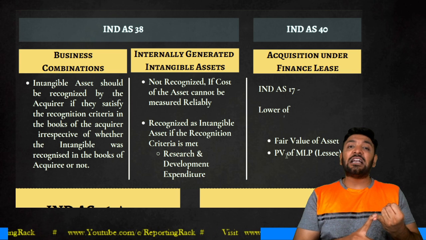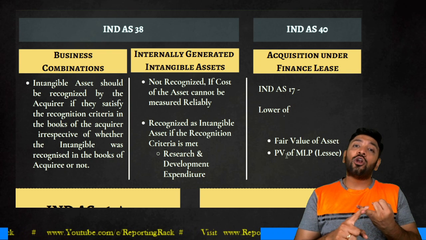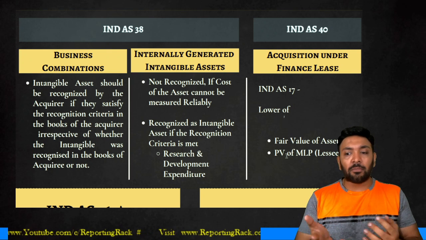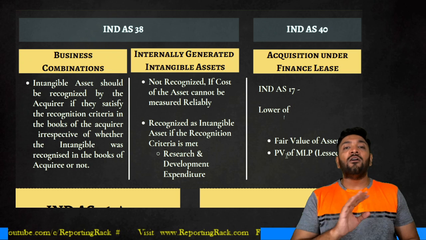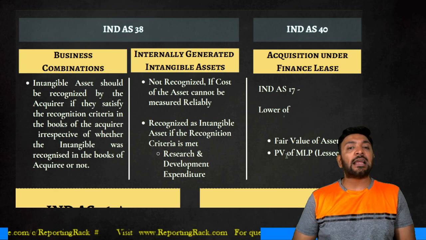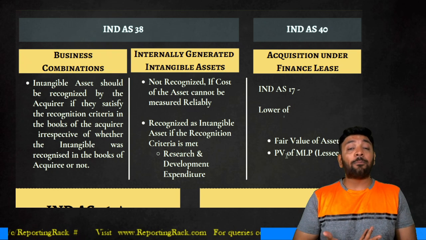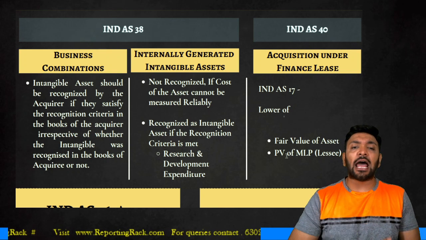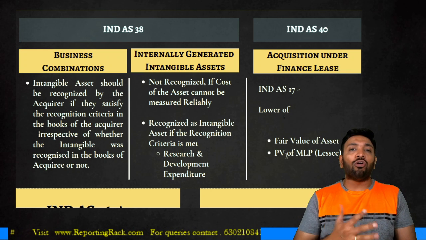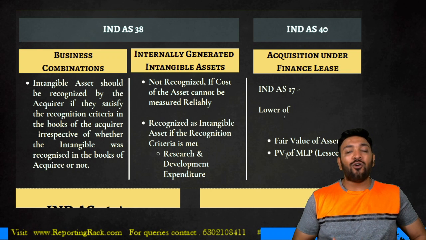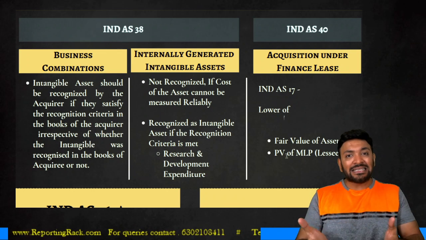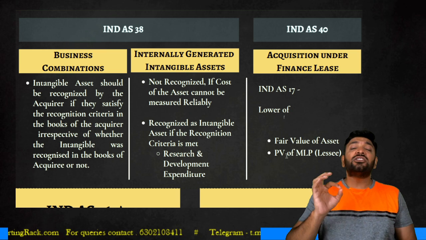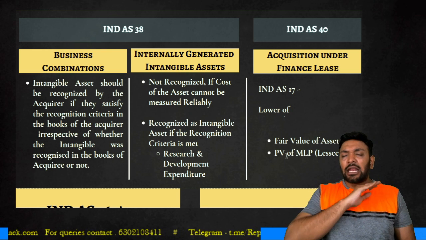So, is it identifiable? Yes. Can you control it? Yes, it is within my control. Future economic benefits are probable? Yes, because I will send a message saying that my videos are up for sale or my classes are up for sale. Economic benefits will generally flow in. It is probable. Cost can be measured reliably. Yes or no? No. How can you measure a cost? What is the cost which you have spent in generating that customer list, that student list? Since you cannot measure the cost, I cannot recognize this.